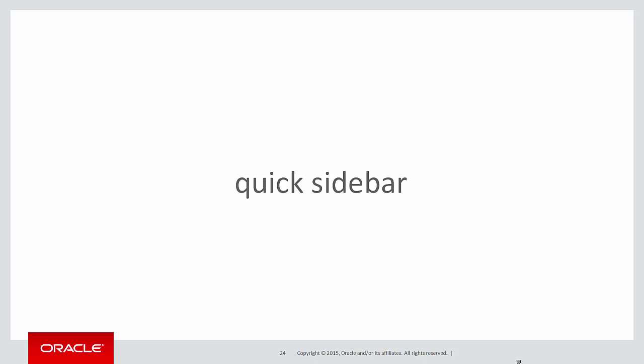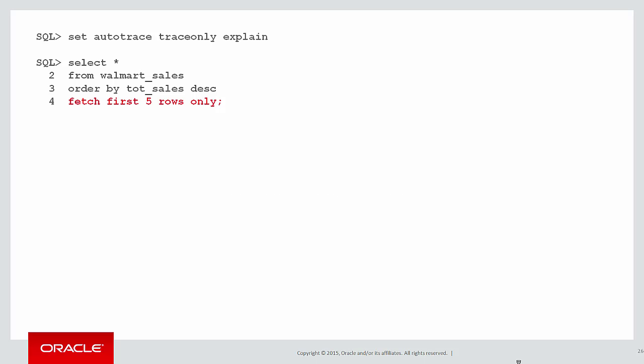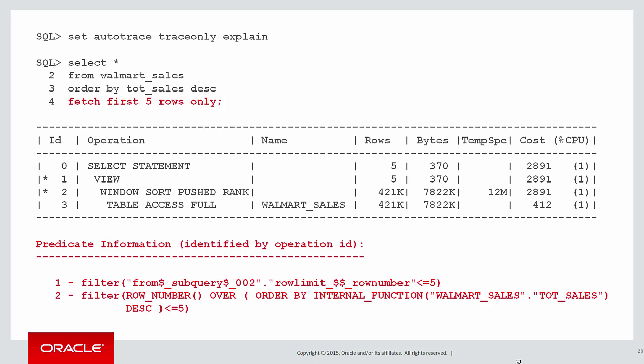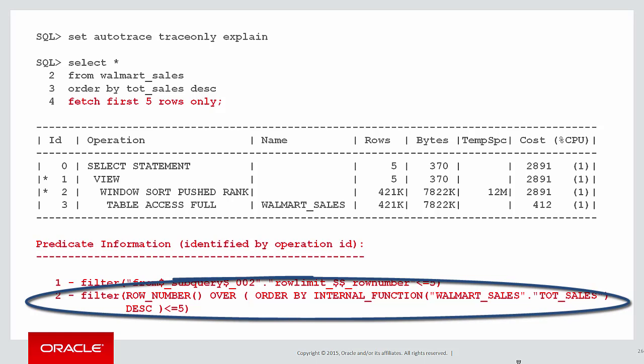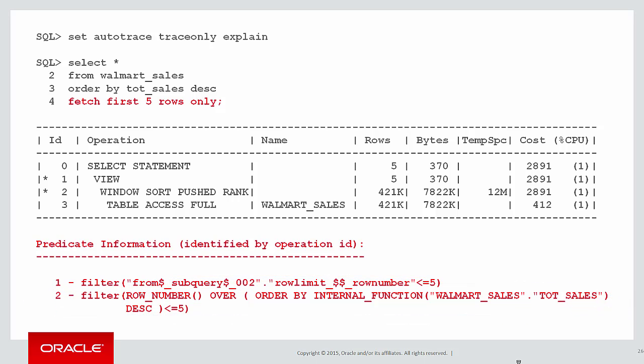Before we go, just a quick sidebar on the row limiting syntax you saw in 12c. Here's a repeat of the syntax. Let's do an execution plan trace on that and see how we actually implement it. You can see, when you look down at the predicate information, line 2, the filter, we're actually using an analytic to do the top 5 rows. Analytics are so good, we use them ourselves inside the optimizer.